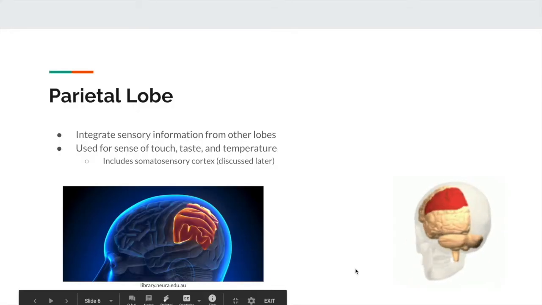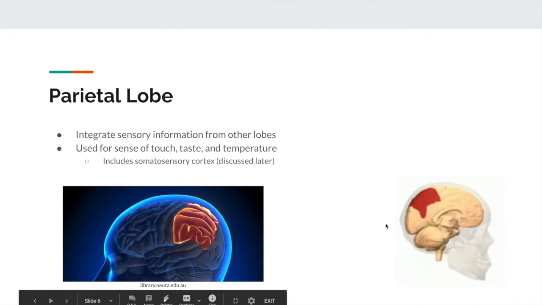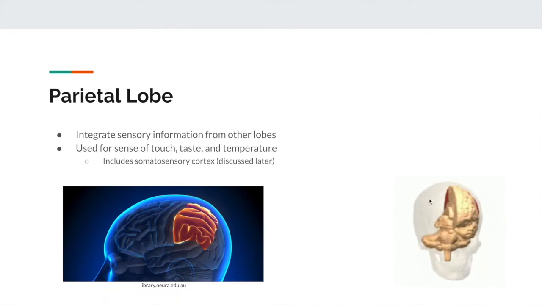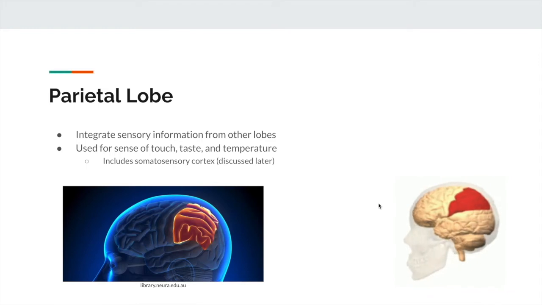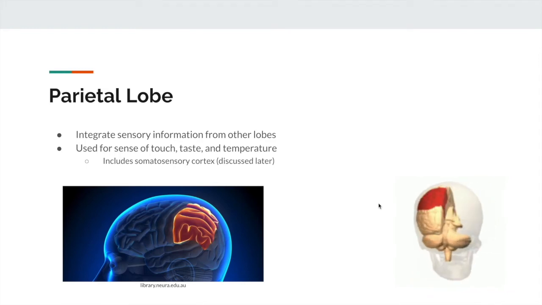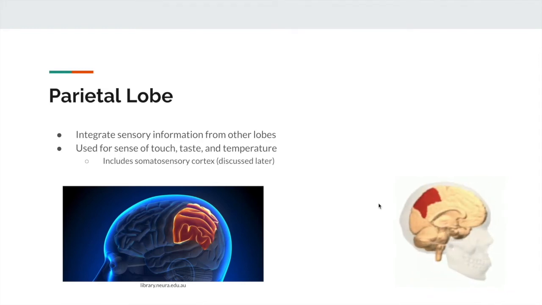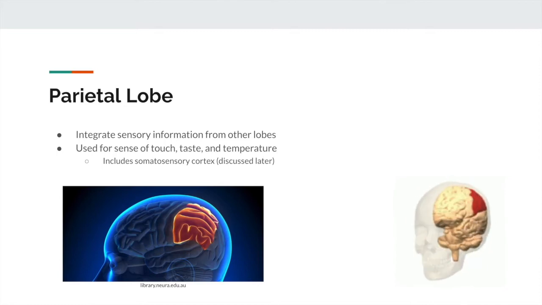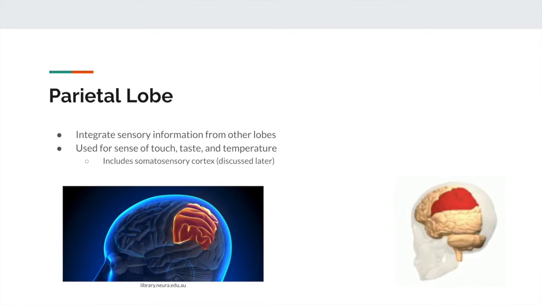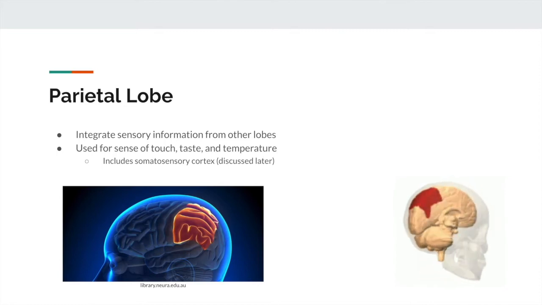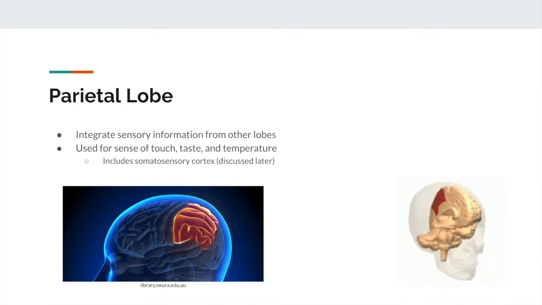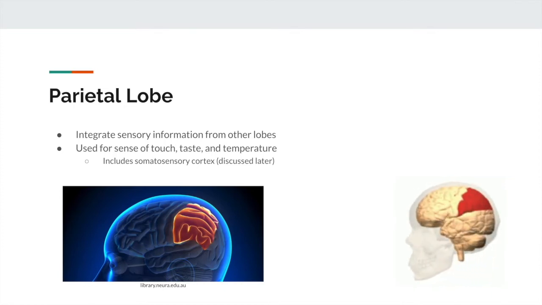The next part of the brain that we're going to be talking about is the parietal lobe. Its purpose is to integrate sensory information from several of the other lobes, and it's also used for processing signals for the sense of touch, taste, and temperature. It includes something called the somatosensory cortex, which we'll be discussing in depth later.